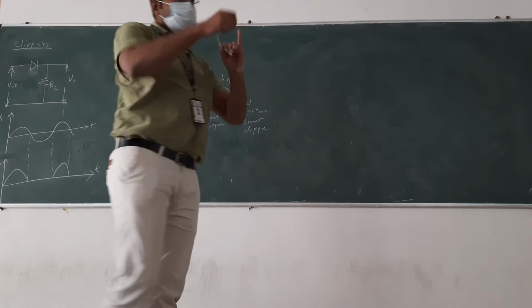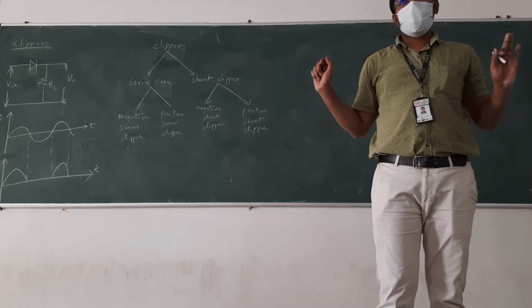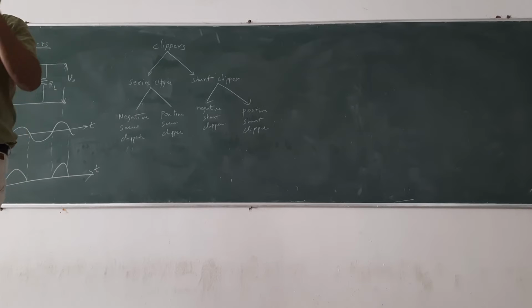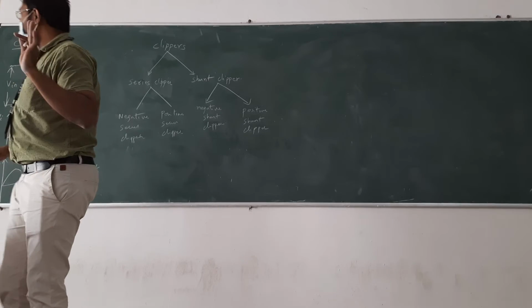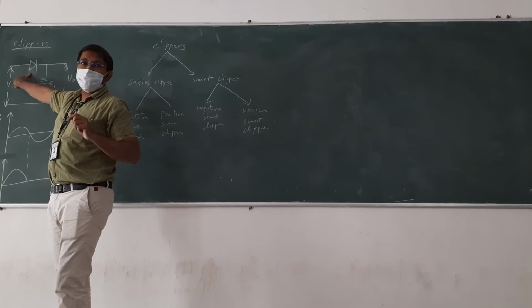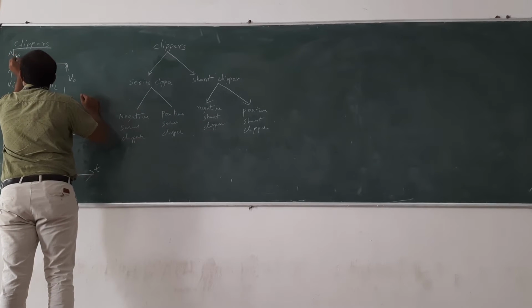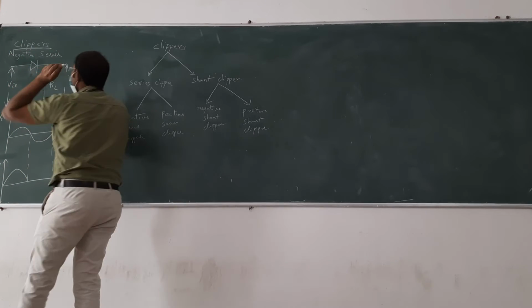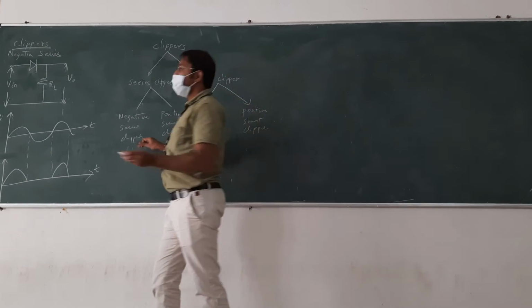To make it easy for you, I will give one small example. You know a nail cutter? What does it do? It cuts nails. A nail cutter cuts nails. A negative clipper will clip which half side, positive or negative? Negative. So now tell me what is the name of this clipper circuit? Negative. Negative what? Series. Negative series clipper.